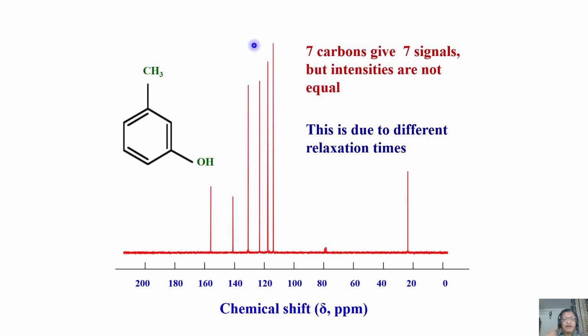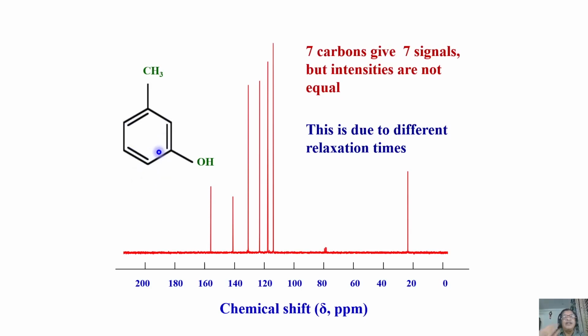The delay between one pulse you apply and the second pulse should be at least 5 times the largest T1 of the molecule, the largest T1 of any carbon. Let us say this carbon has a relaxation time of 5 seconds. This has a relaxation time of 10 seconds. This has a relaxation time of, let us say, 20 seconds. Don't worry about 10 or 5. The one which has the largest relaxation time, the carbon which takes more time to relax, take that carbon.